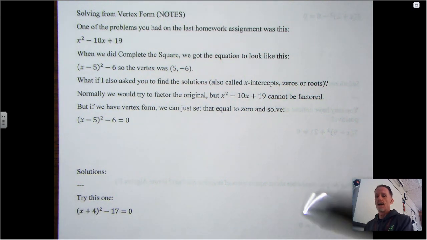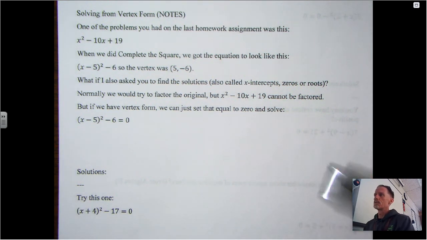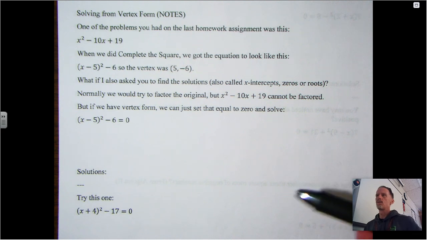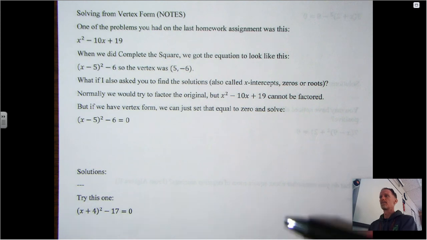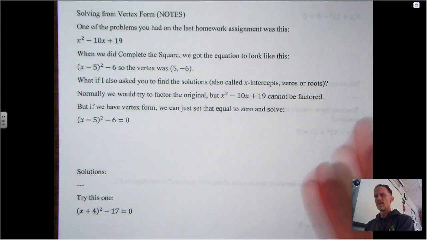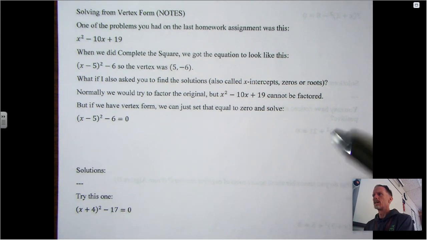All right, hello again, pre-calculus people. So today we're going to be talking about solving quadratics. Again, not really a pre-calculus topic, but a slightly different method than maybe you saw back in algebra.